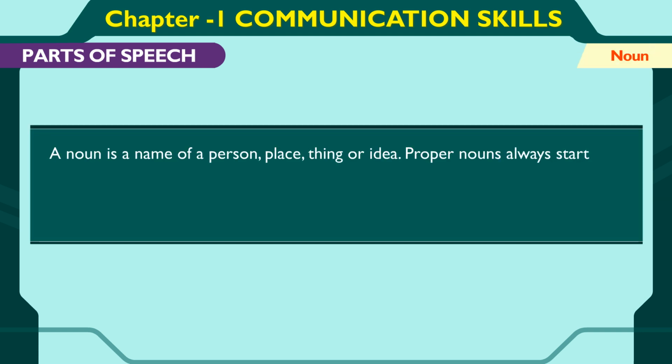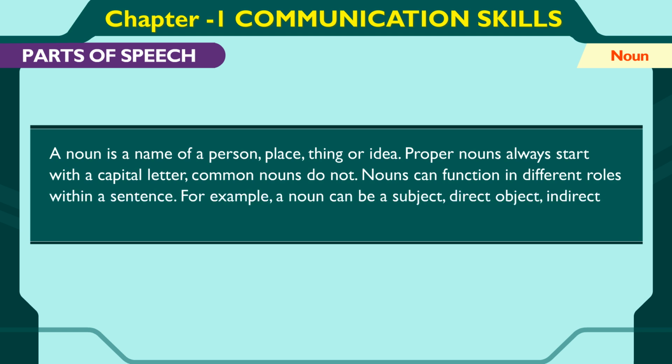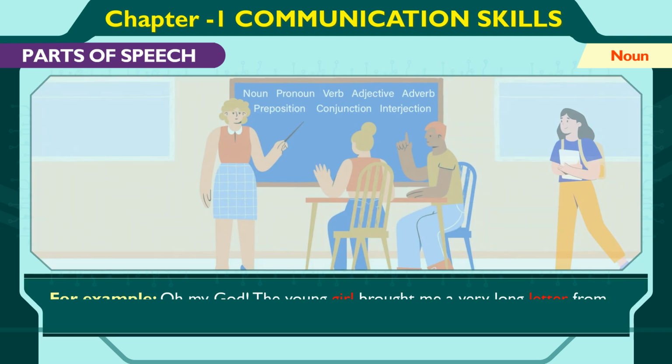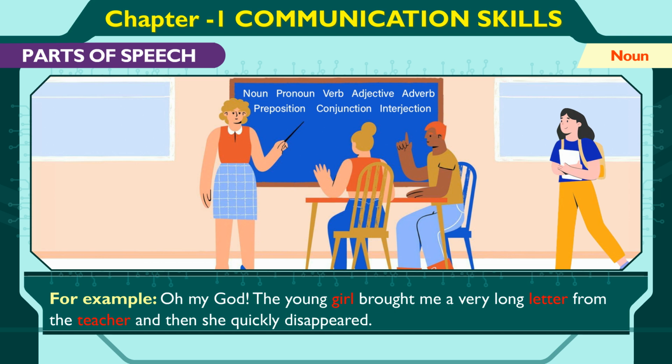Noun. A noun is a name of a person, place, thing, or idea. Proper nouns always start with a capital letter. Common nouns do not. Nouns can function in different roles within a sentence. For example, a noun can be a subject, direct object, indirect object, subject complement, or object of a preposition. For example, oh my God! The young girl brought me a very long letter from the teacher and then she quickly disappeared.